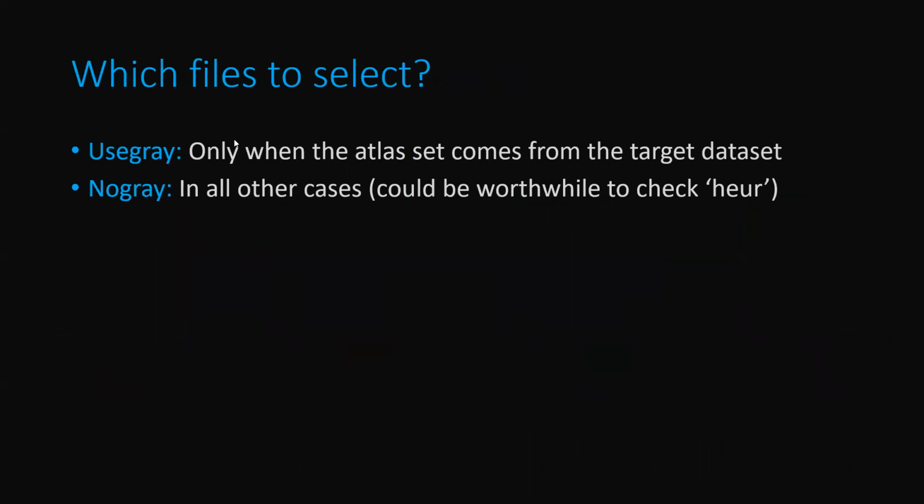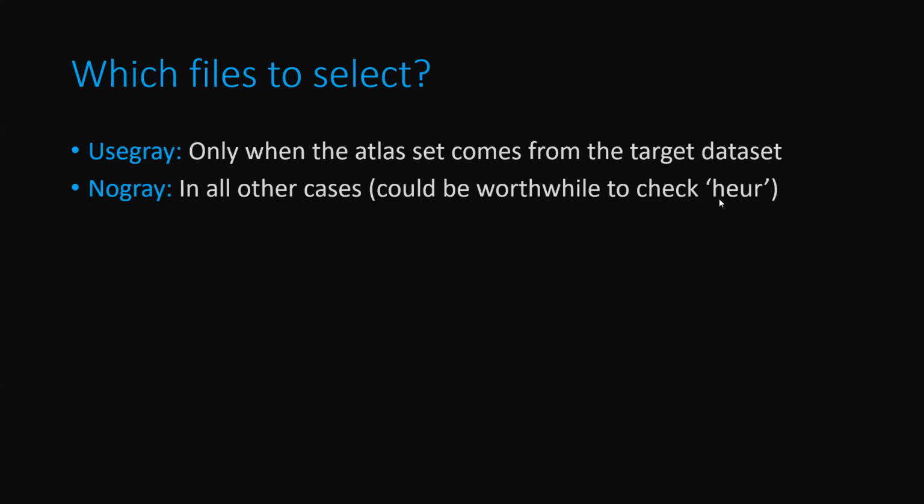So then which files to select? I would say use gray. There are different files that ASHS outputs: use gray, no gray, and heuristic. Use gray is only for when your atlas set from the ASHS atlas set comes from the target data set, so it's developed based on the same data set that you then want to do your analysis in. In all other cases, you would use no gray. If you're an outside user and you've downloaded ASHS T1, it would be no gray.